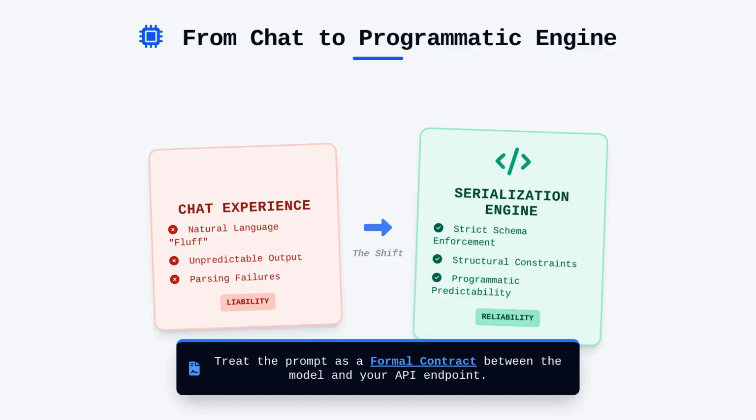This approach treats the prompt not as a request for text, but as a formal contract between the model and your API endpoint.